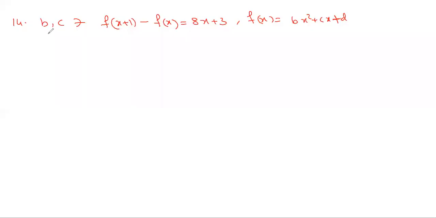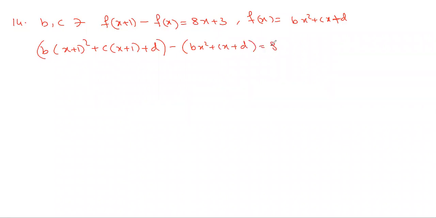So they're asking us to find the values of b and c satisfying this equation. f of x plus 1 is just b times (x plus 1) the whole square plus c times (x plus 1) plus d, and minus f of x, as it is, bx square plus cx plus d, equal to 8x plus 3. We can see that the d directly gets cancelled, and you have this b and c.